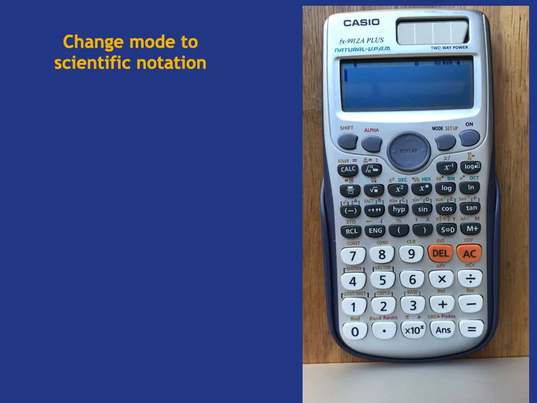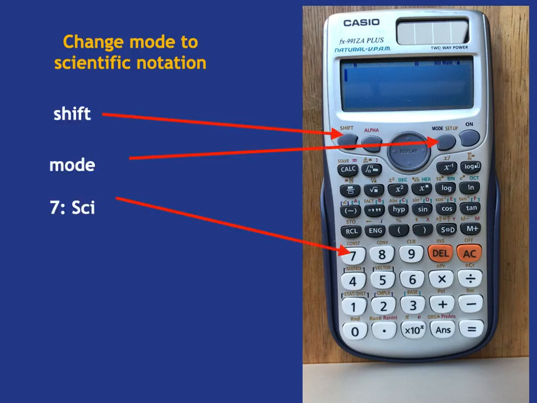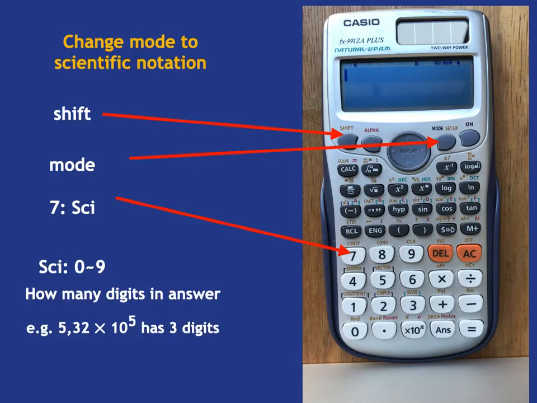Okay, let's go through it again. We do shift, then mode, then the 7. And now this next number where I chose 3, what is that about? Well, it really just allows you to decide how many digits you want in the answer. So I chose 3 digits, and this would be something like 5,32 times 10 to the 5. There's just 3 digits there. Whereas if I'd chosen 6, then I'd have something like 5,32410. That has got 6 digits in the answer.